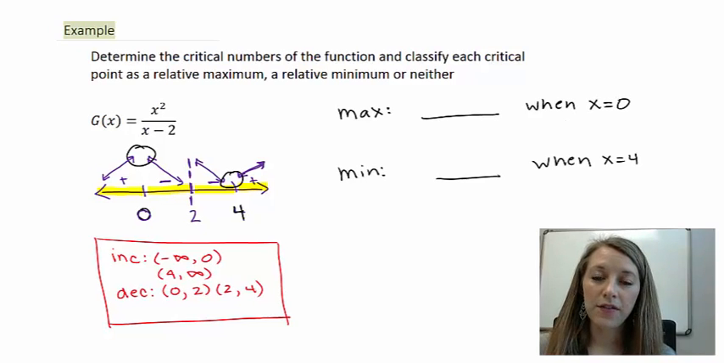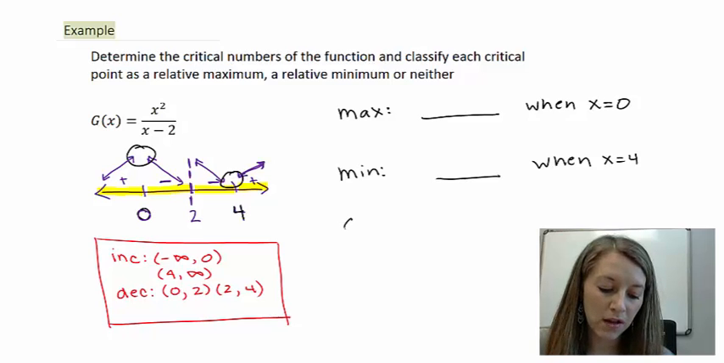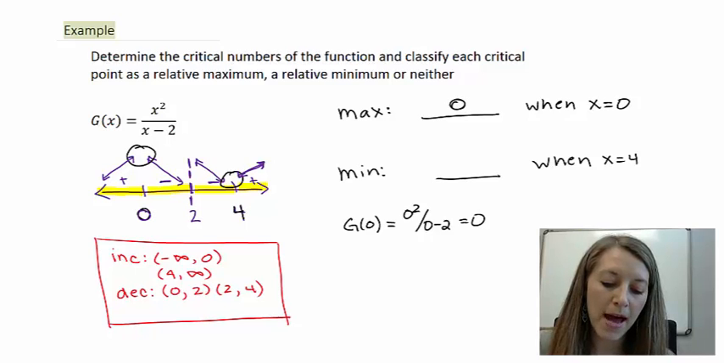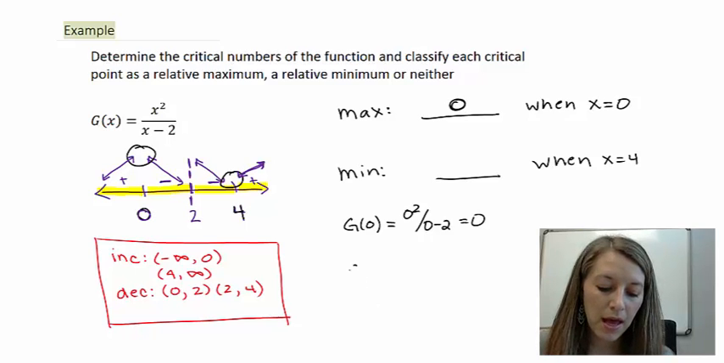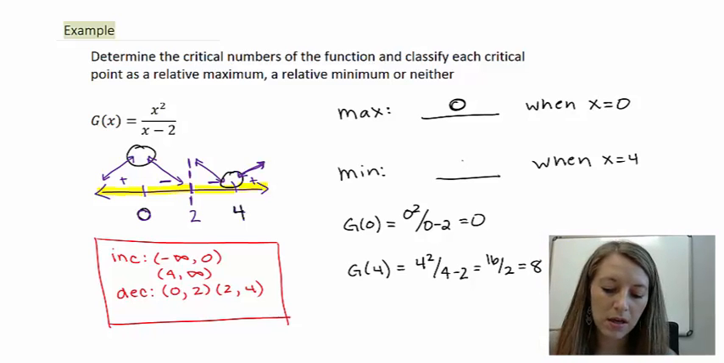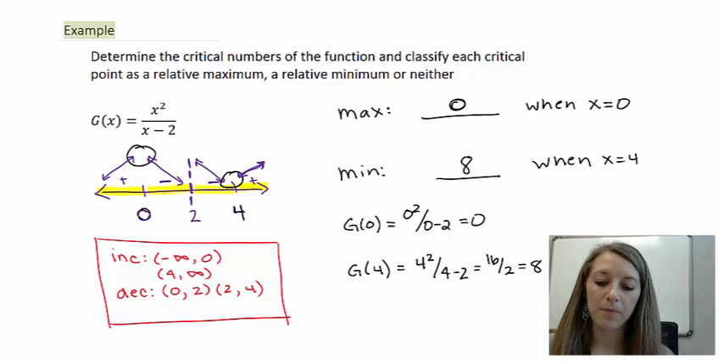Okay, I just need to figure out what these are if I were to substitute my x values in for them. So if I figure out what g of 0 is, 0 squared over 0 minus 2, that gives me 0. So that tells me my maximum value is 0. And my minimum value is when g is equal to 4. So 4 squared over 4 minus 2, which gives me 16 over 2, or 8. So I have a minimum value of 8.